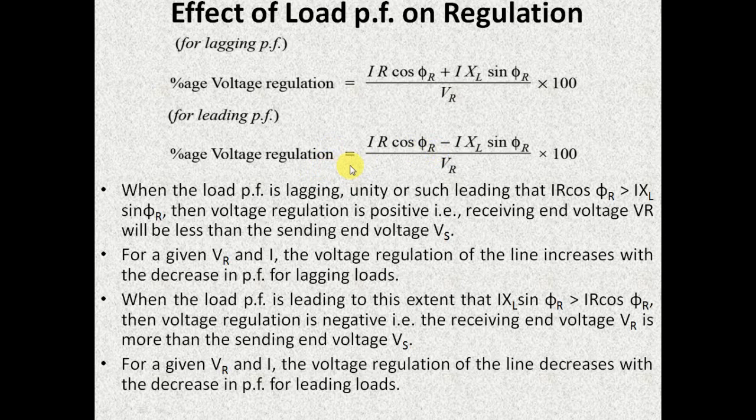Since the value of voltage regulation in the case of leading power factor load is negative, it's very clear from the basic relation of the voltage regulation, that is (Vs minus Vr) by Vr into 100, that it becomes negative only when the value of Vr is greater than that of Vs. That is, in the case of leading power factor load, if the value of voltage regulation is negative, then definitely the voltage received at the receiving end will be greater than the voltage being sent from the sending end.